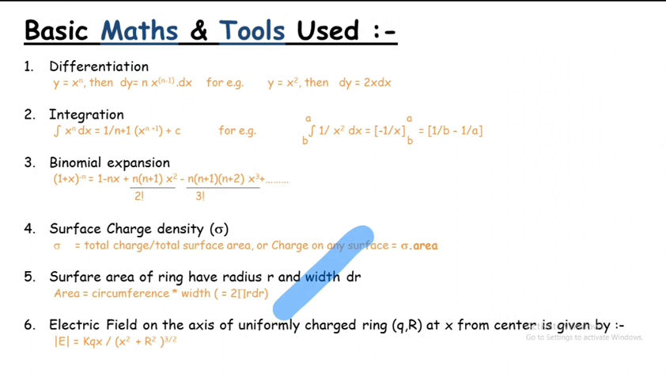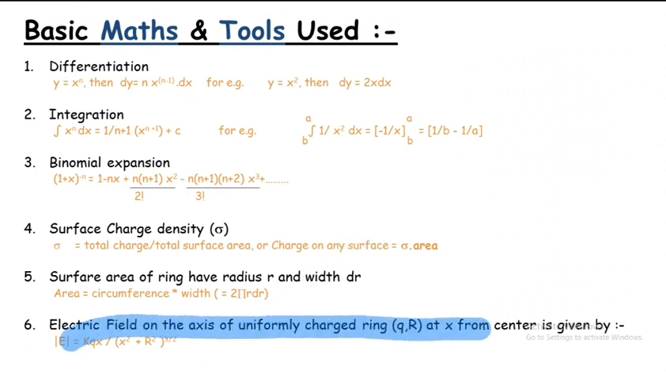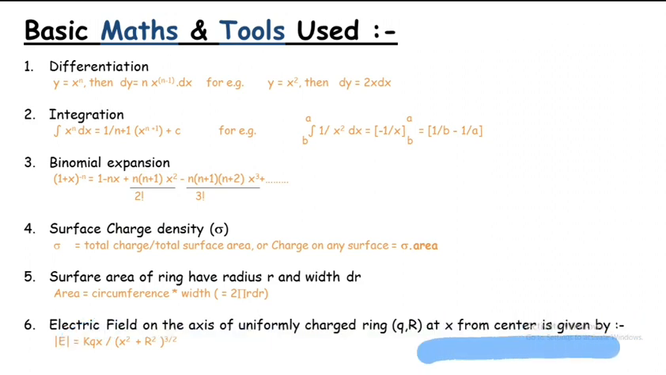And at last, the electric field on the axis of a uniformly charged ring having net charge q on it and radius r, at x distance from the center, is given by kqx / (x² + r²)^(3/2), as we have seen in our previous slide.